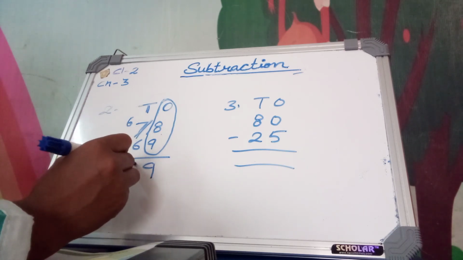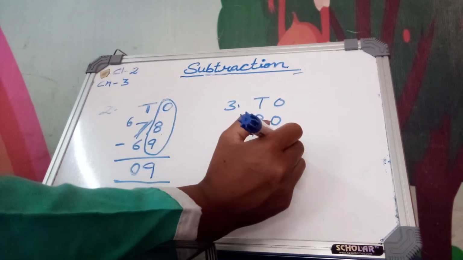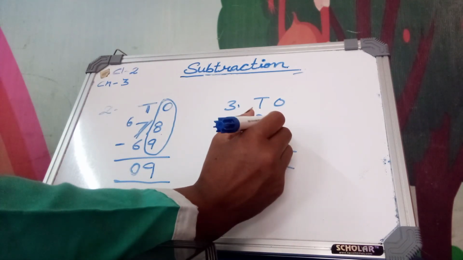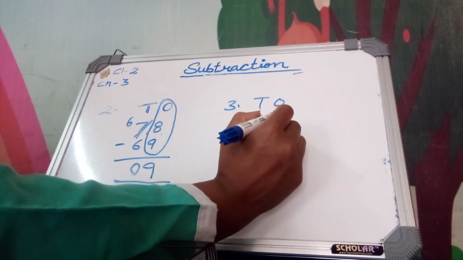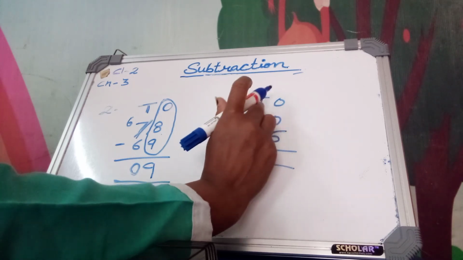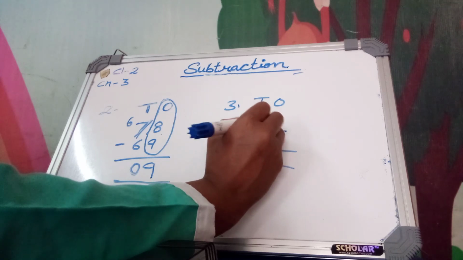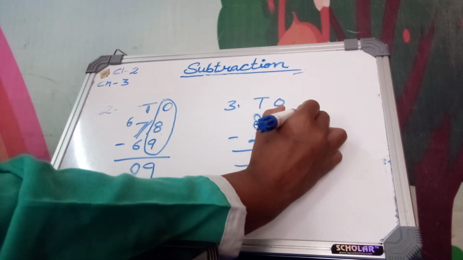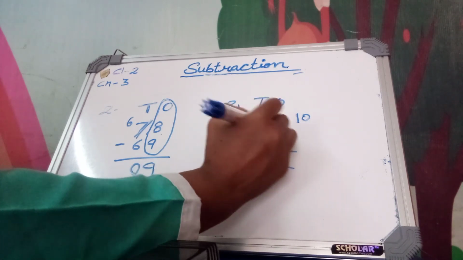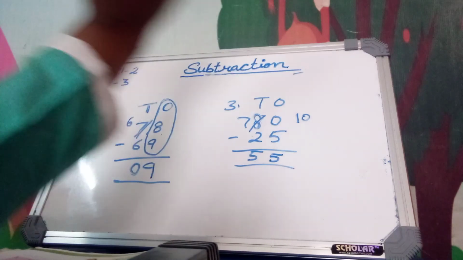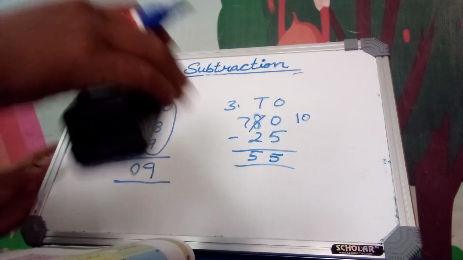6 minus 6, 0. Okay, 0, 5 subtracted by 0. We will borrow ones from this 8. 0 will become 10. Now 10 minus 5, 5, and 7 minus 2, 5. The answer will be 55. Now see the next question.